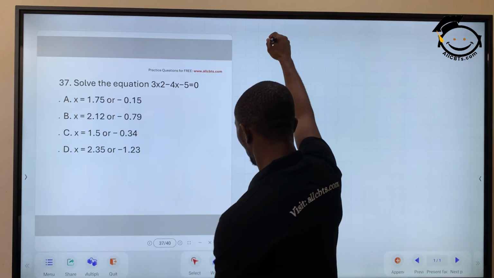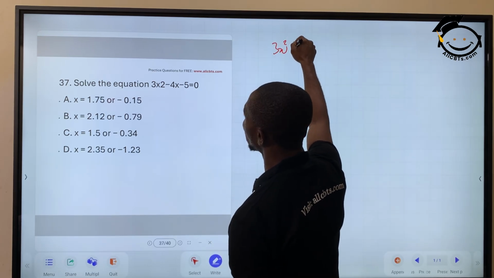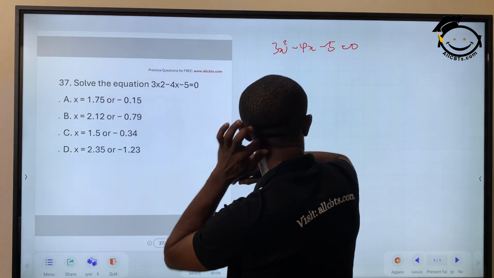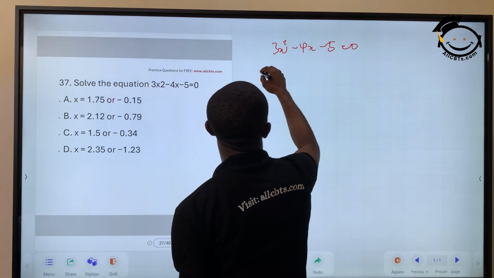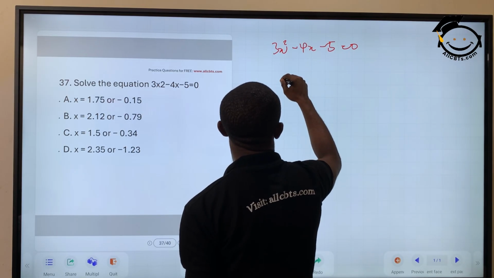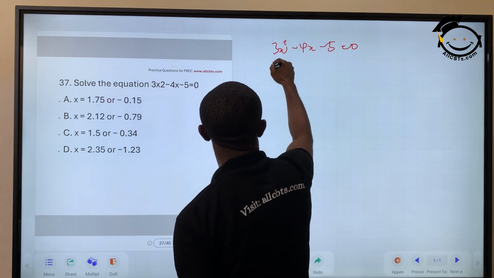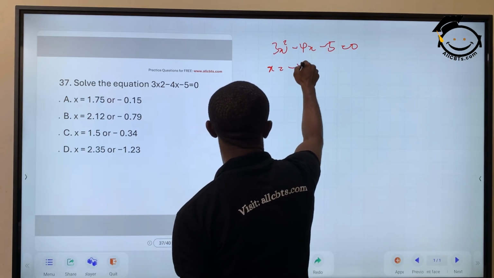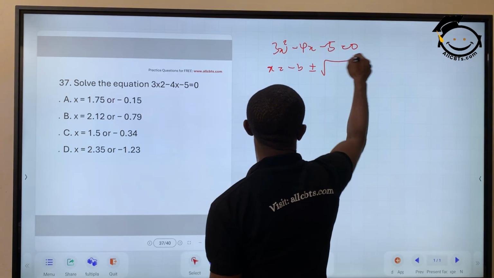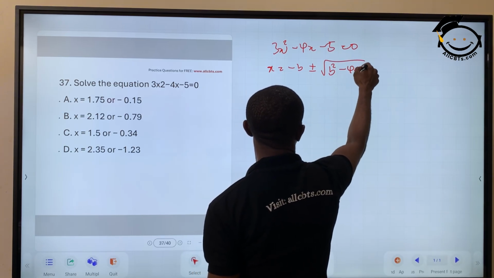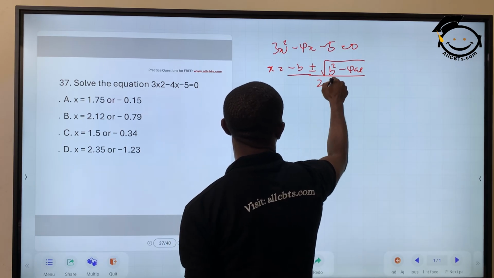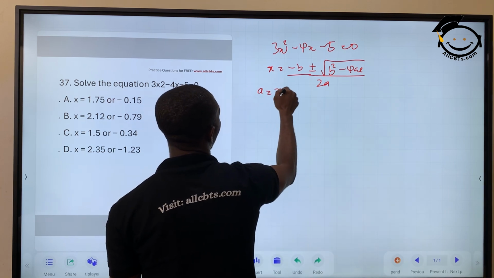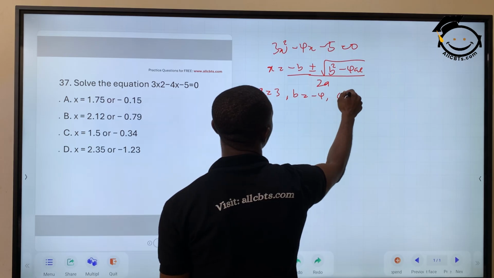Solve the equation 3x squared minus 4x minus 5 equals 0. Okay? So in solving this, let's use our general formula. We have x equals minus b plus or minus root b squared minus 4ac all over 2a. Okay, now a is 3, b is minus 4, and c is minus 5.